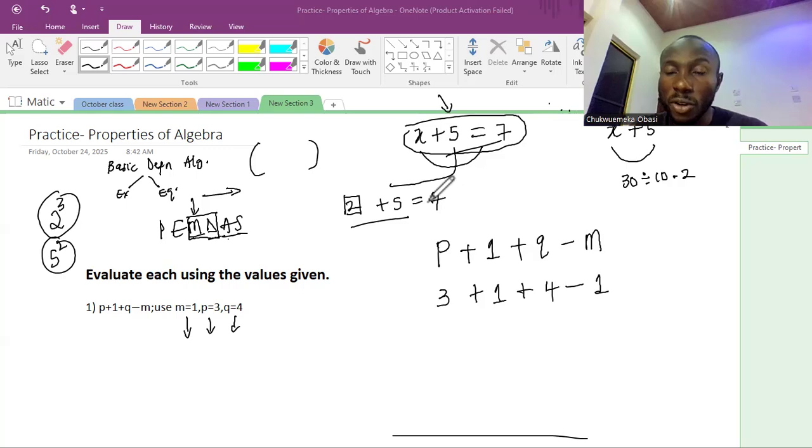So for this particular problem, 30 divided by 10 times 2, I'm going to take it from the left. So I'll do 30 divided by 10, that is 3, and 3 times 2 will give me 6. So this is just one of the difficult things that most students misinterpret when they simplify arithmetic problems or algebraic problems. So I'm sure you're good with that.